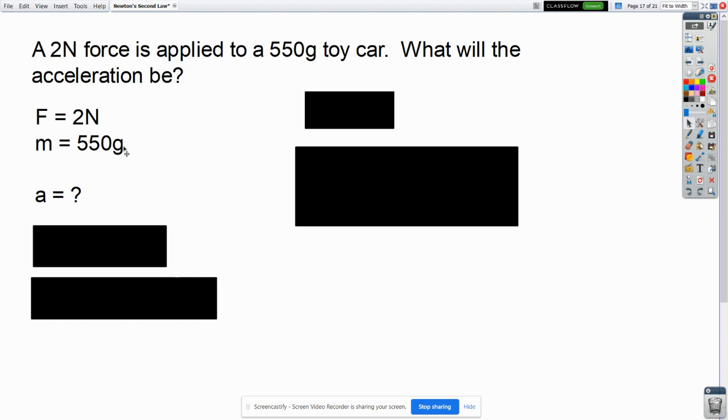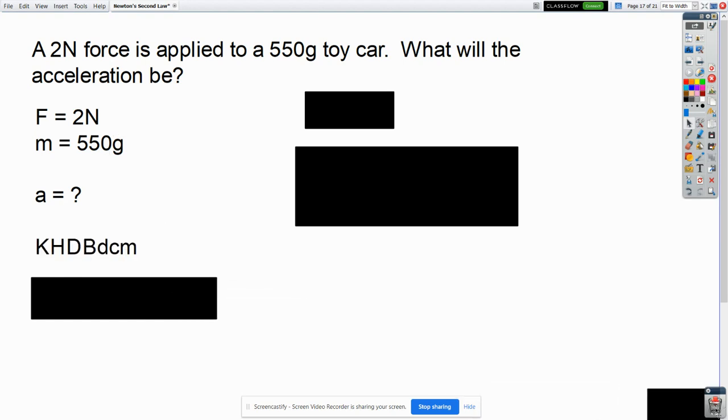In order to get my math to work with newtons, my math has to be in kilograms because a newton is a kilogram meter per second squared. If I go into my math with grams, I won't get proper unit cancellation and I won't get the right answer. Because a newton is a kilogram meter per second squared, my mass also has to have kilograms on it. So I'm going to have to convert.